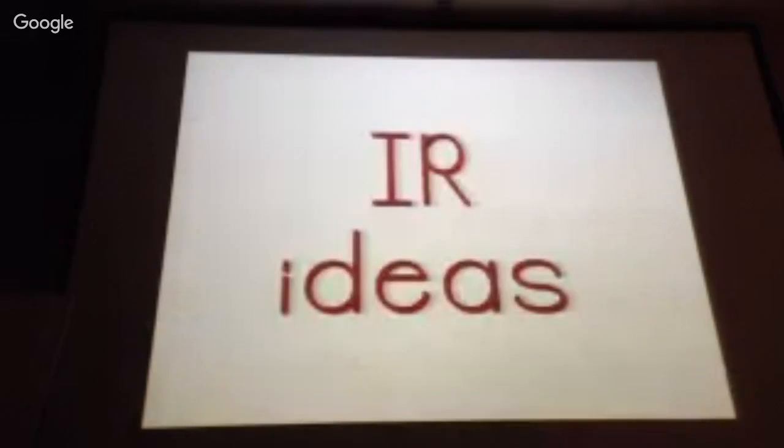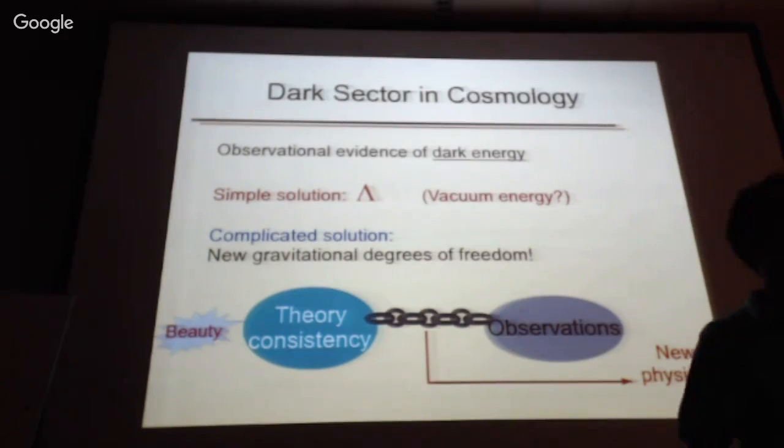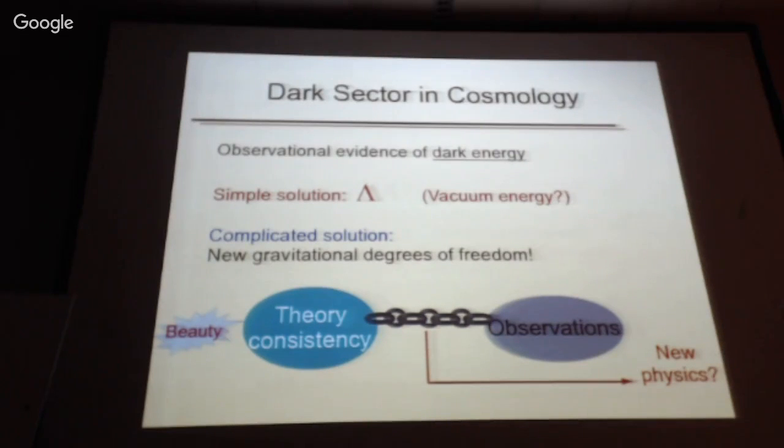So let's go first to ideas of how to modify GR at low energies. The problem I want to focus on is the cosmological constant. This is a dark energy phenomenon. So a simple solution is just having a cosmological constant. However, there's a problem with the vacuum energy. So we can have a more complicated solution based on new degrees of freedom, in particular new gravitational degrees of freedom. That means I'm modifying general relativity.